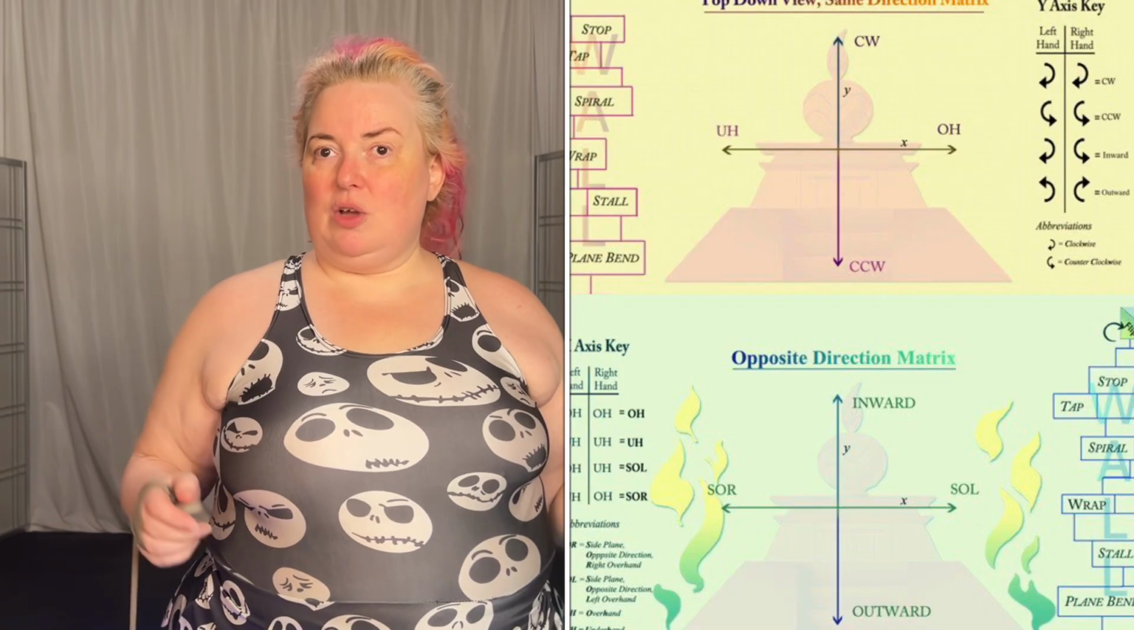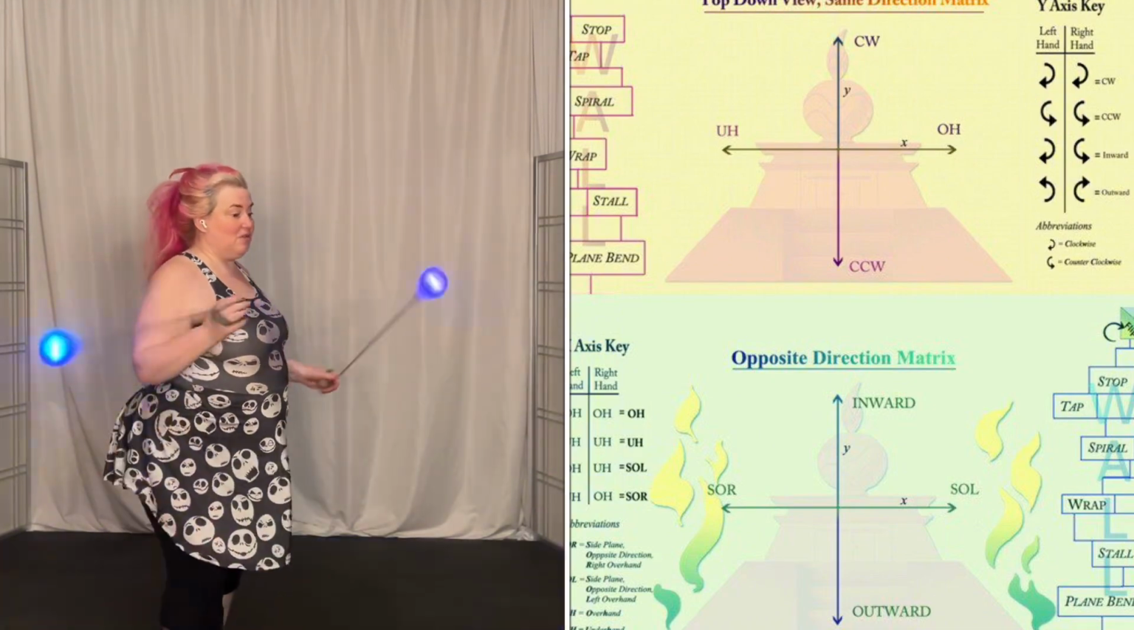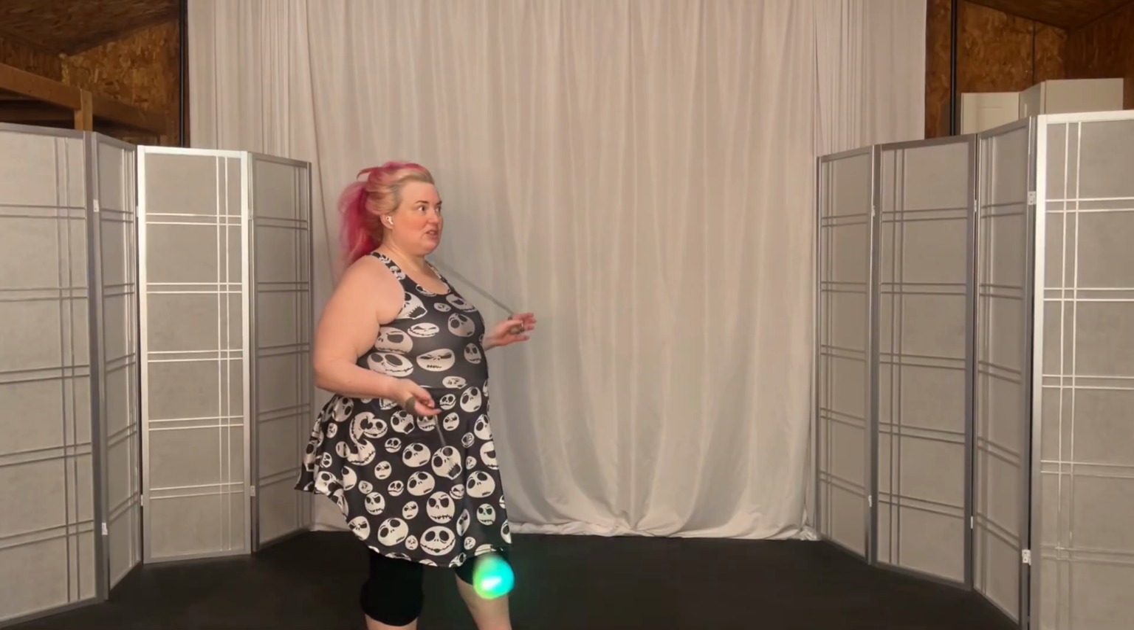You are a dancer, it appears, or at least you like to move, whether or not you consider yourself a dancer. I thought it might be useful to give you some poi theory in context of the turning matrix, which you maybe understand on a basic level, but I thought it might be useful to do just a little bit with it.